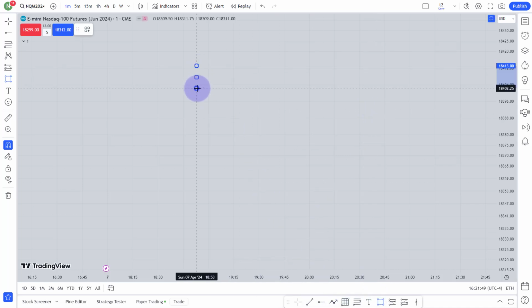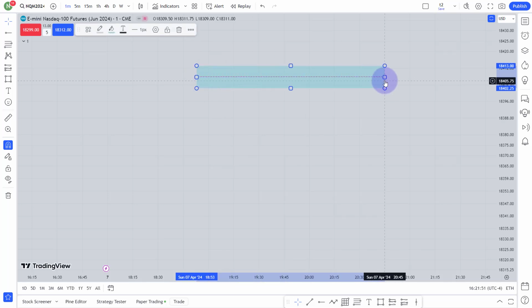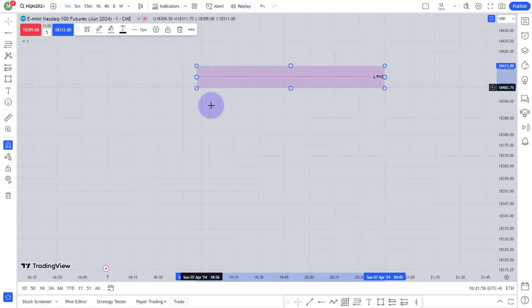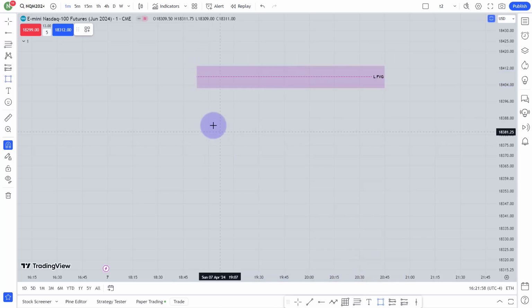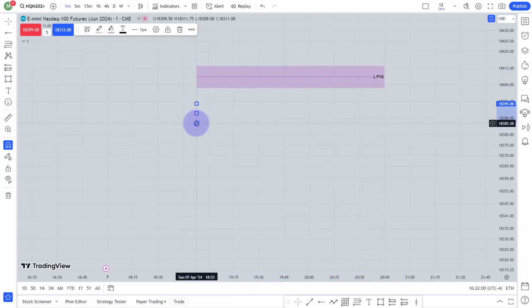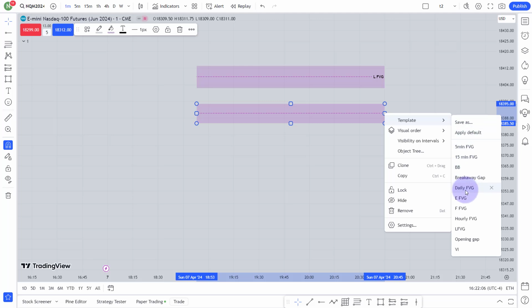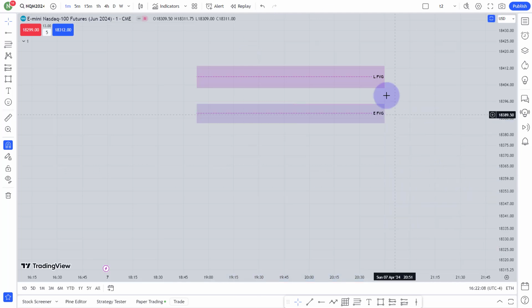So over here, I'm going to mark this as my last fair value gap. This is the last fair value gap from the 1 minute chart, not any other time frame, as my execution is going to happen from the 1 minute chart. So I need this fair value gap from the 1 minute chart, no other chart. This is the last fair value gap. This is the entry fair value gap.